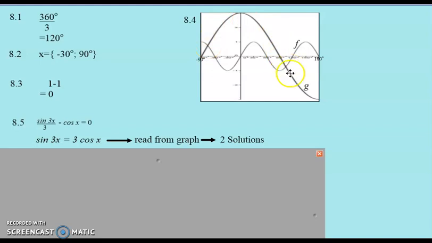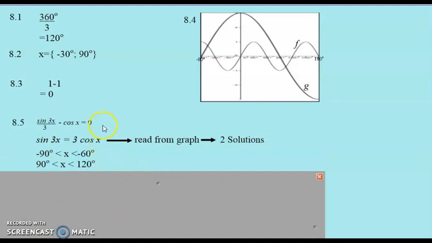They asked for how many solutions. So my answer is there are 2 solutions where these graphs are equal. Justified by the work that you had to do.